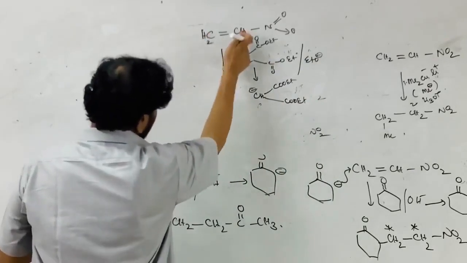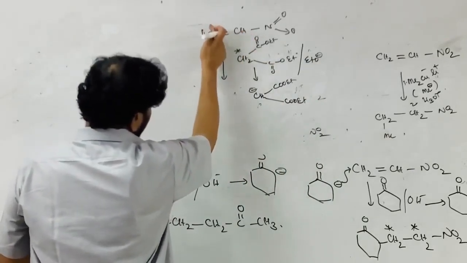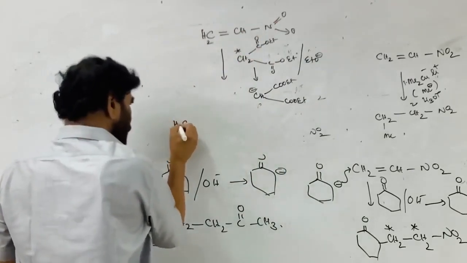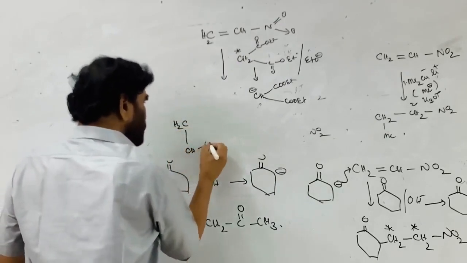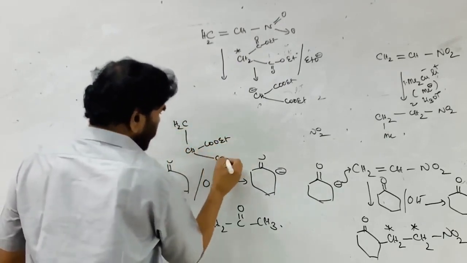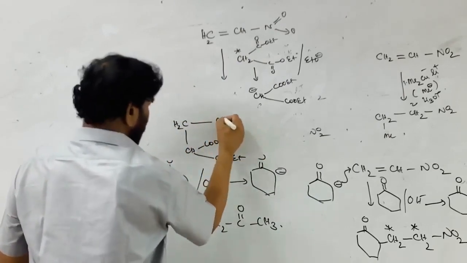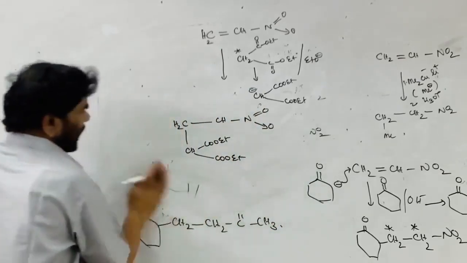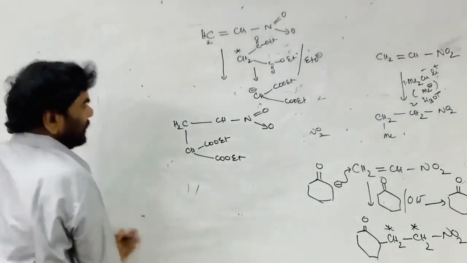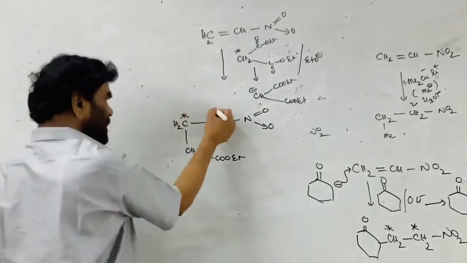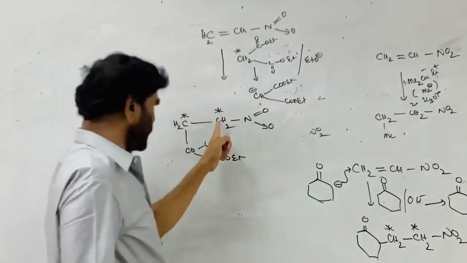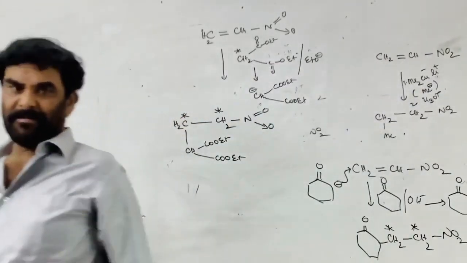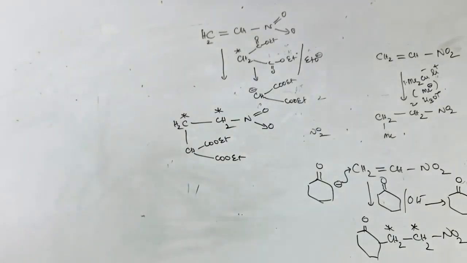This attacks here, not here. If it attacks here, the carbanion is not formed here; it is not stabilized by the nitro group. Therefore, CH2, CH, COOEt, COOEt. This is CH, this is N double bond O, O. This is the product of the reaction. Where addition is taking place, here addition is taking place, H2 in the acid workup, and that is converted into this. So it's a Michael addition reaction.